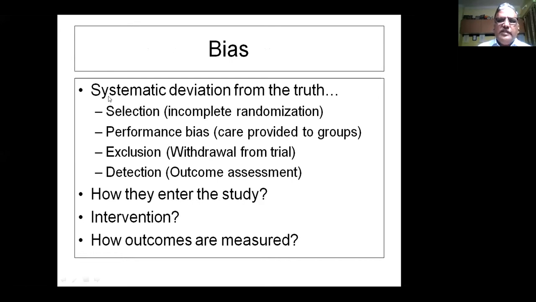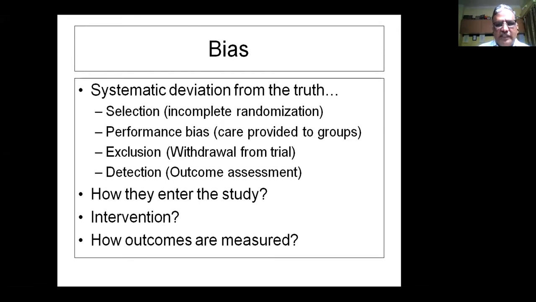So bias is nothing but systematic deviation from truth. If you are having incomplete randomization, then selection bias is introduced. If you are treating two groups differently, one group being treated with good nursing staff, a good team of doctors, given additional intervention, provided more care, then you are introducing bias. Then suppose somebody is lost to follow-up, has not done well, and has been withdrawn from the trial unfairly. Then basically you have introduced exclusion bias.